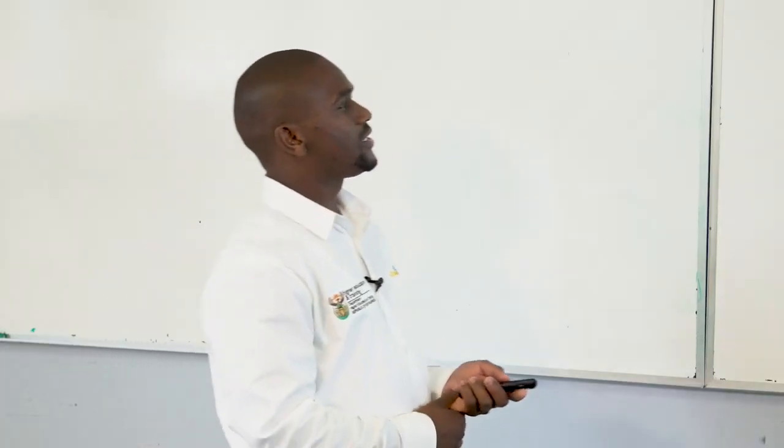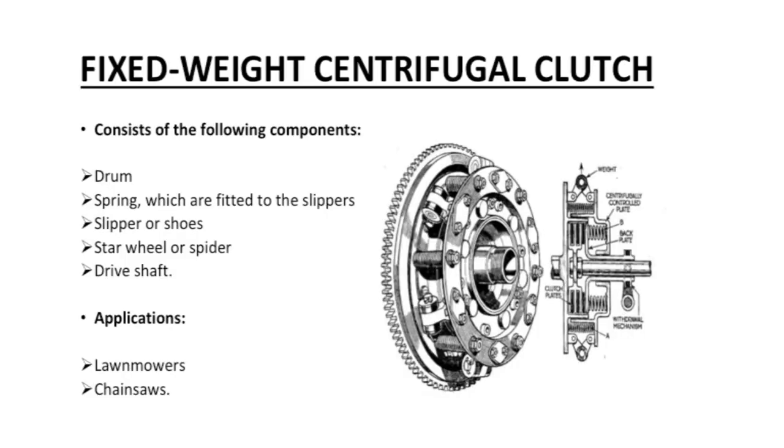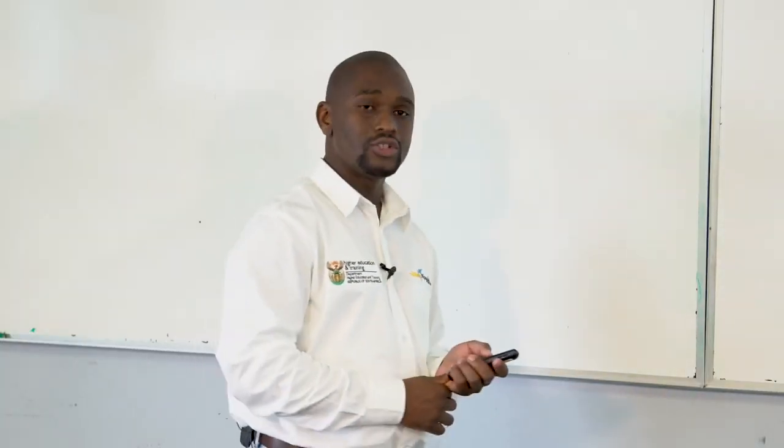Then we have a fixed weight centrifugal clutch. It consists of the following components. Component number one is a drum. Component number two is a spring which is fitted to the slippers. Then we have slippers, you can also call them shoes, star wheels or spiders, and the drive shaft as well. So it consists of these main components. Then where do we use this type of fixed weight centrifugal clutch? They are used on lawn mowers as well as chain saws.